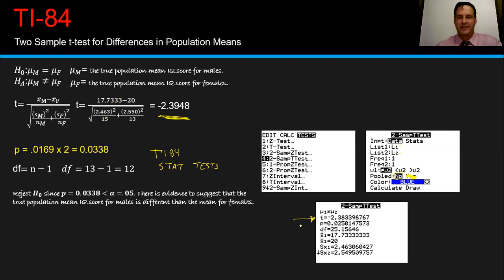Second is this guy here. That is your p-value. Now notice your p-value is a little different, 0.0250.